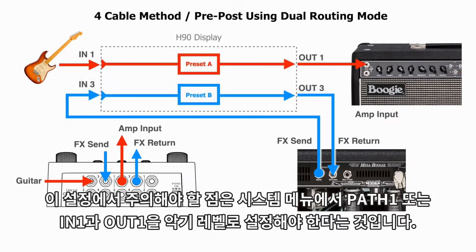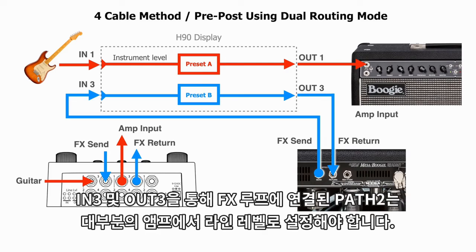It's important to note in this setup that path 1, or in1 and out1, should be set to instrument level in the system menu. Path 2, the one connected to the effects loop via in3 and out3, should be set to line level for most amps.